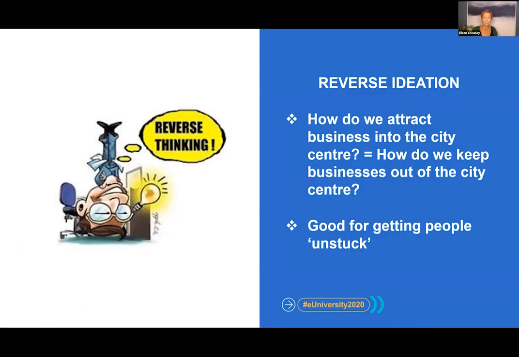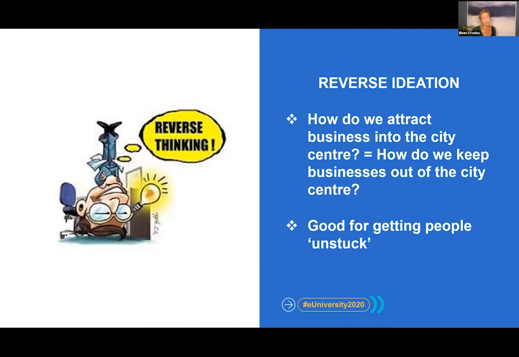So another nice tool that facilitators can use to get the ideas flowing is reverse ideation. Now, I think Mary mentioned this in her presentation, but I wanted to mention it here again. So reverse ideation really focuses on trying to get more diverse perspectives on a problem. So instead of asking how we solve a problem, we ask how we make the problem worse. In this example, a question like, how do we attract businesses into the city centre becomes, how do we keep businesses out of the city centre?